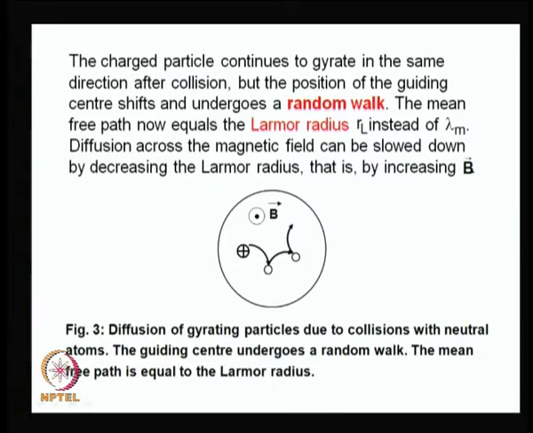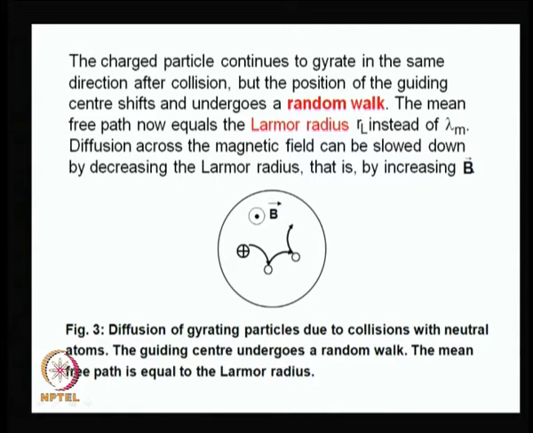So, this is how diffusion takes place in a magnetized plasma. The charged particle continues to gyrate in the same direction after collision, as you have seen in the previous graphic, but the position of the guiding center shifts and the guiding center undergoes a random walk. But the mean free path now is equal to the Larmor radius instead of the lambda m.